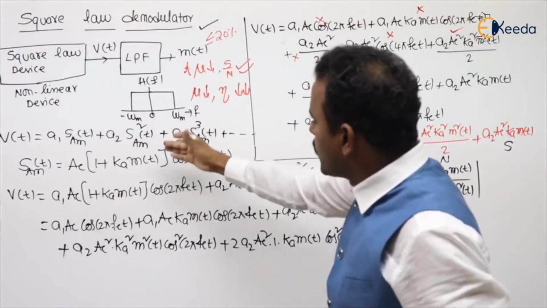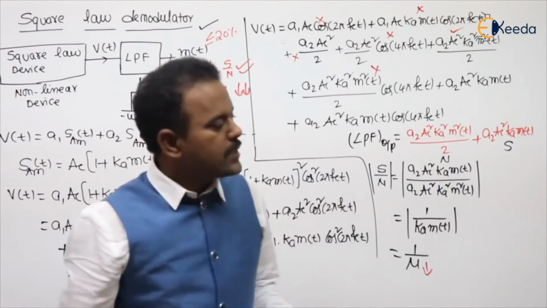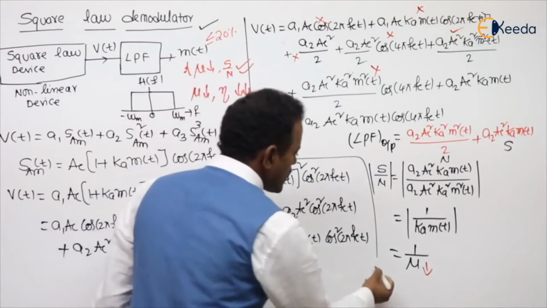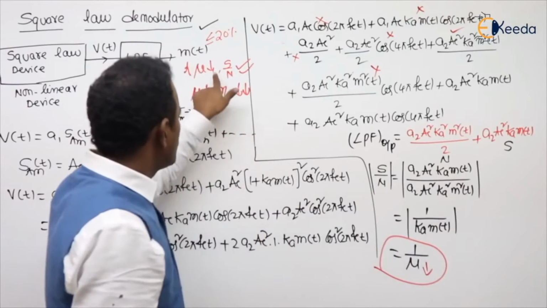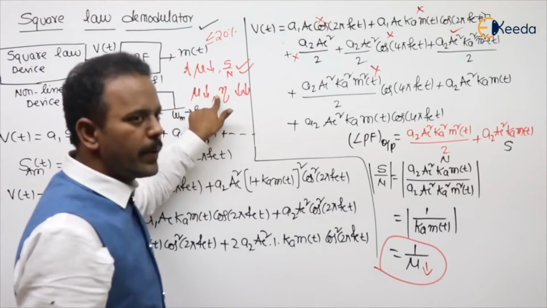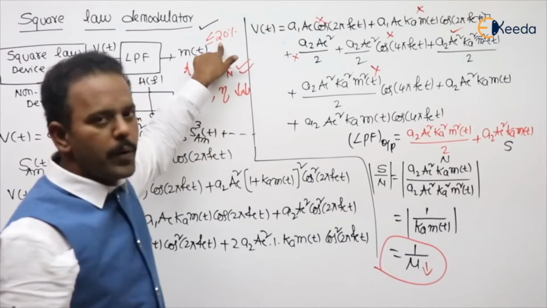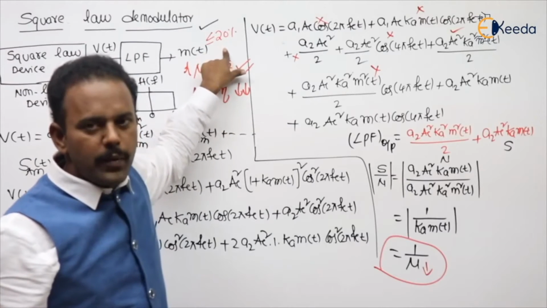Anyhow, this is about the square law demodulator. At least remember the signal to noise ratio, that is 1 by mu. It is practically not preferred because we need both more, but both are not achievable in practice. Anyhow, the preferable value, if the others are not available, is less than 20%.